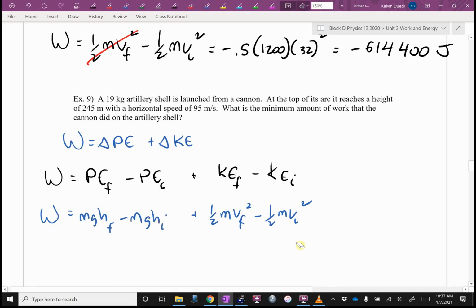Are any of these 0? What's my final height? Read the question. Not 0. What's my initial height? I think we're going to assume we're starting on the ground, which will be a height of? Oh, okay. What's my final speed at the top, or maximum speed? 95? What's my initial speed before I pull the trigger?